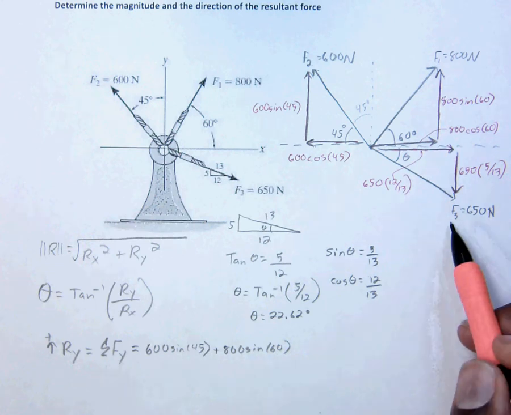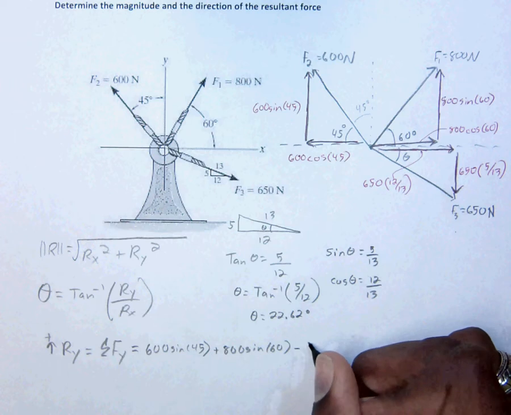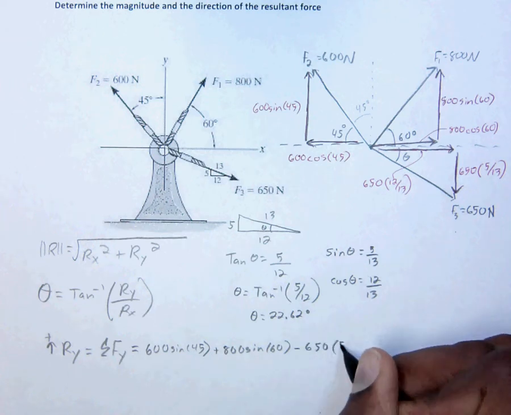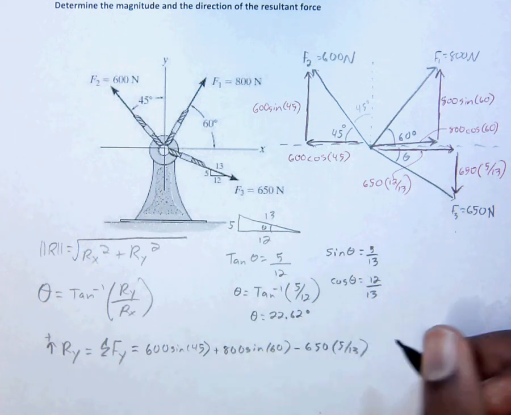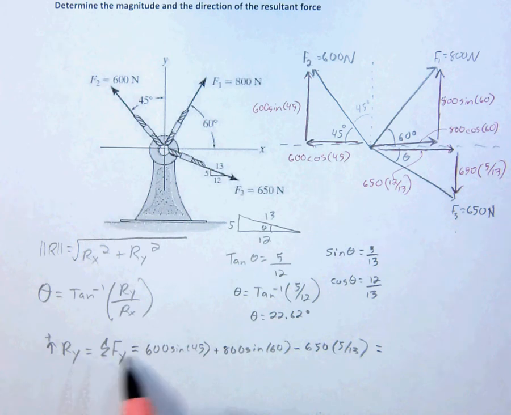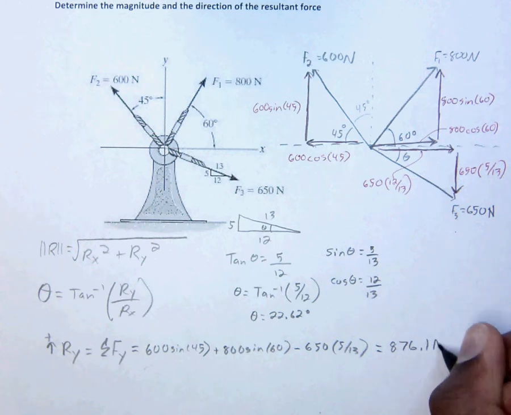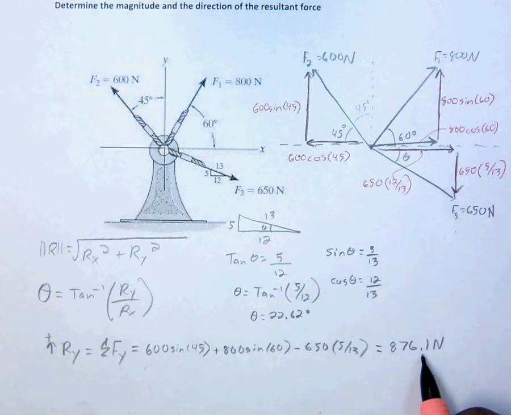If we look at force number 3 over here, we see that it's going down. And so I'm going to subtract 650 times 5/13. Okay? Then I'm going to add all of that up together, and that's going to equal my y component of the resultant. If I do add all of that up together, I can see that that's going to equal 876.1 newtons. Okay, so I'm taking this out to 4 significant figures because my final answer is going to be to 3 significant figures, so I need to have something to round that to.